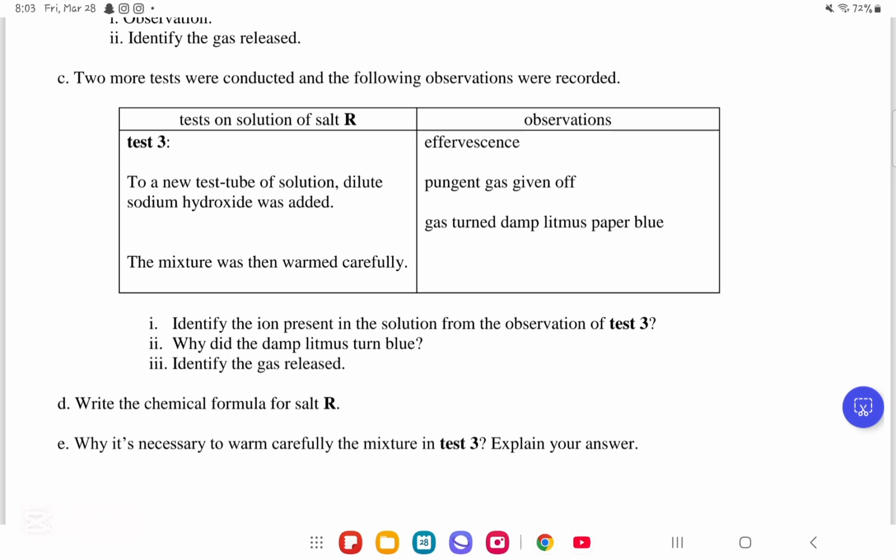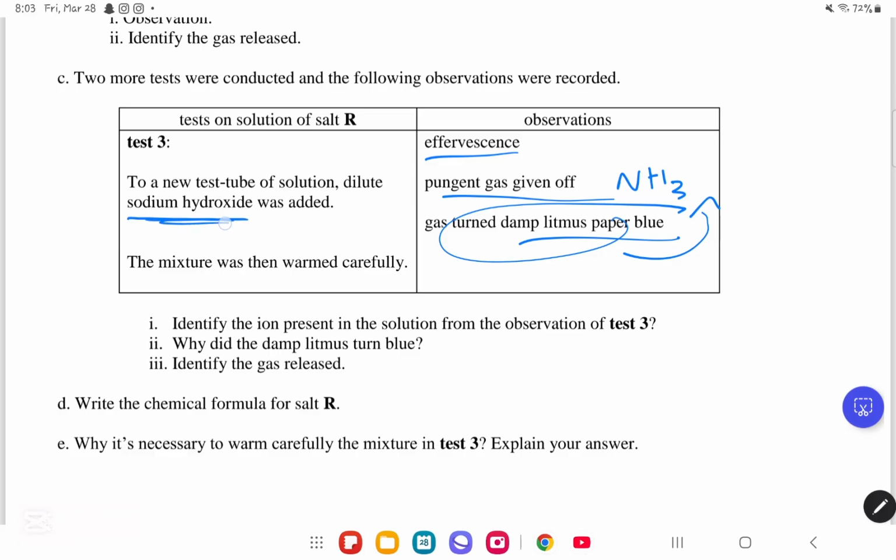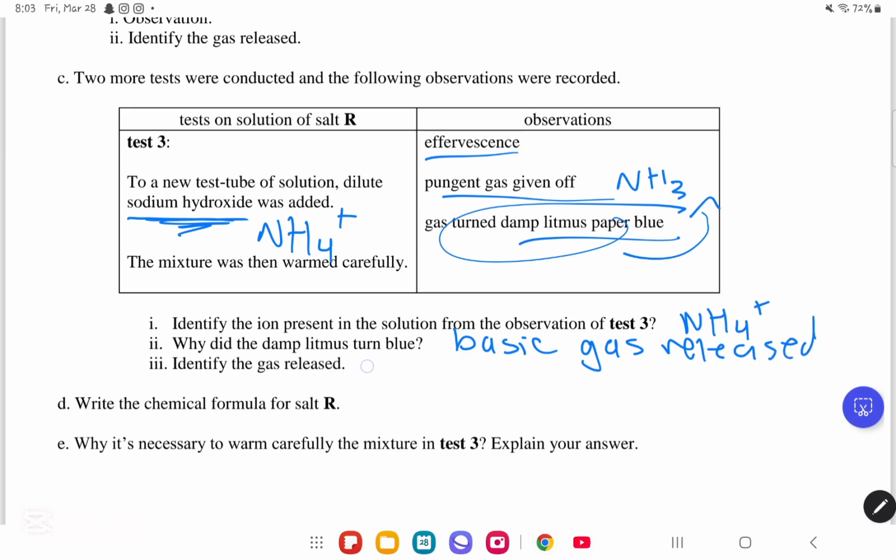We have test 3. To a new test tube of solution, dilute sodium hydroxide was added. The mixture was then warmed carefully. Observations: effervescence, pungent gas, that means it's probably NH3, ammonia. And for sure now after we read this, that means it's ammonia. But since they reacted it with sodium hydroxide, that means the ion present is the ammonium ion, which is NH4+. Why did the damp litmus paper turn blue? Because we have a basic gas being released. Then identify the gas released. It is probably NH3, which is ammonia.